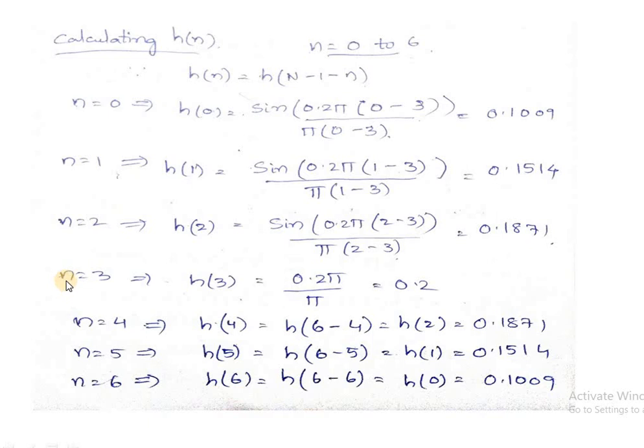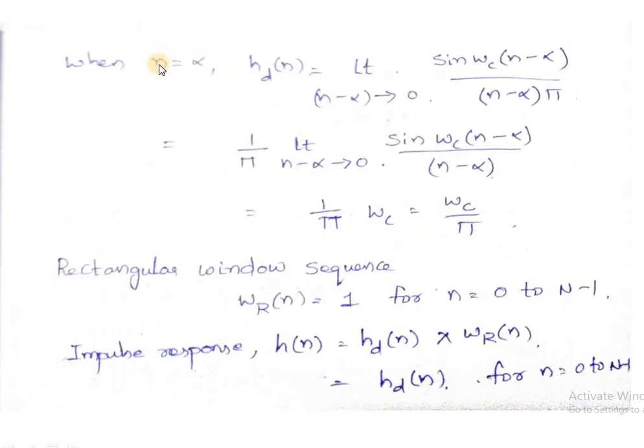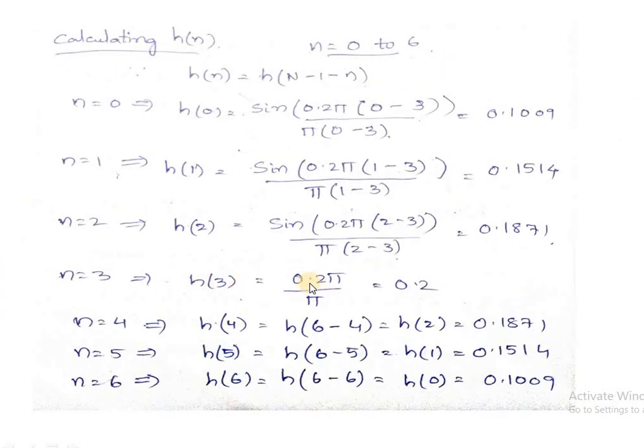However, at n is equal to (n minus 1) by 2, that is equal to 3 in this case, we have already seen in the case of n is equal to alpha that the value of h of n is simply equal to omega c by pi. Therefore, substituting this omega c value, which is equal to 0.2 pi given in the question, I get it as 0.2.